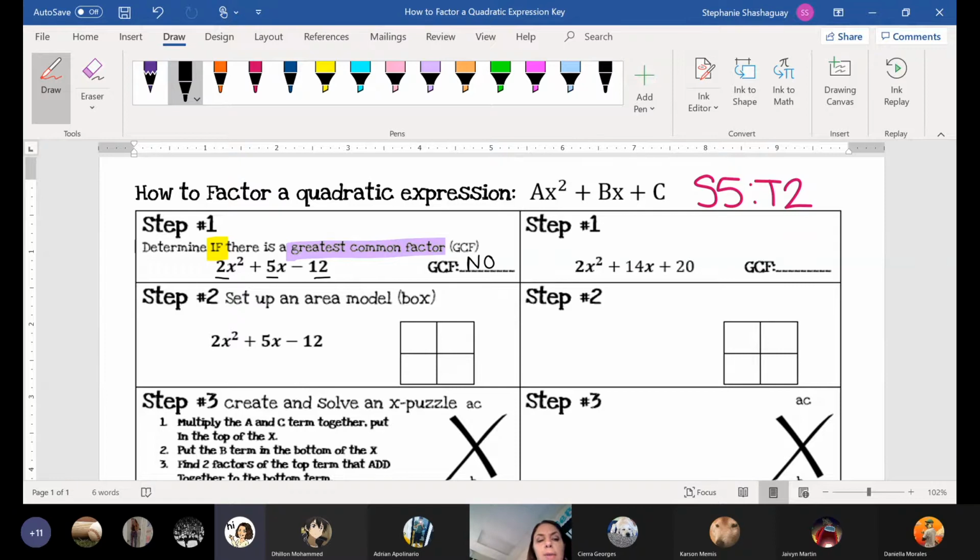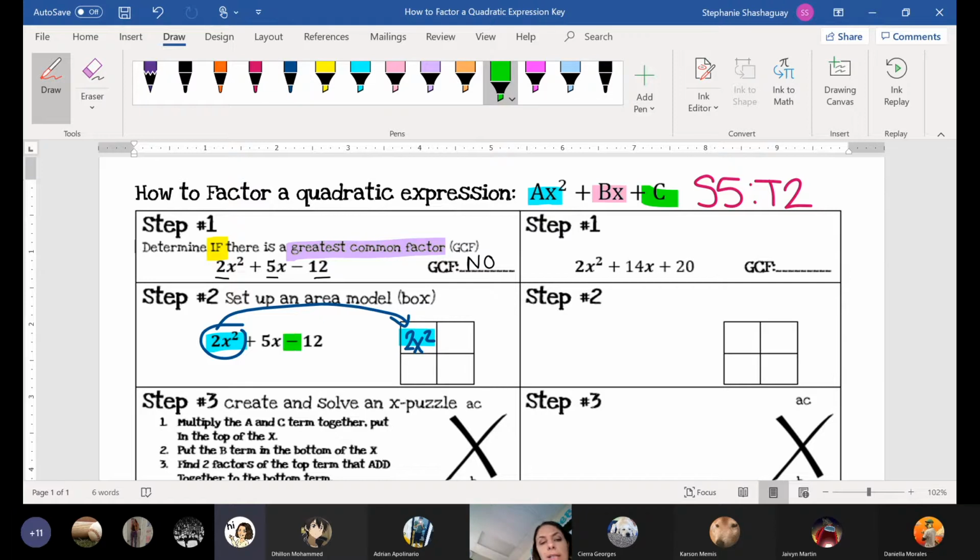Okay, so now we can move on to step number 2. We're going to set up an area model or a box method as we've been using. Okay, and we are going to take this A term. Remember, this is our A term, B term, C term. So we're going to take our A term and we're going to fill it into this box right here. And we get 2x squared. Haven't done anything, haven't computed anything. We're just moving things around.